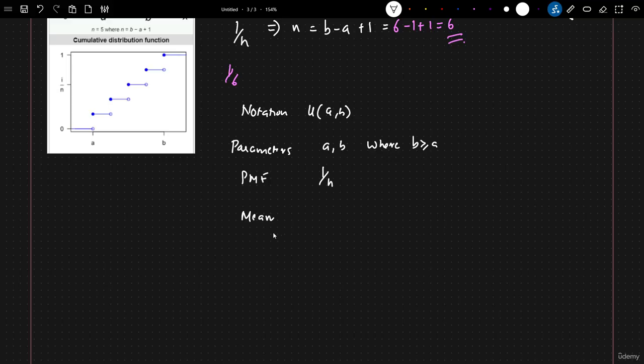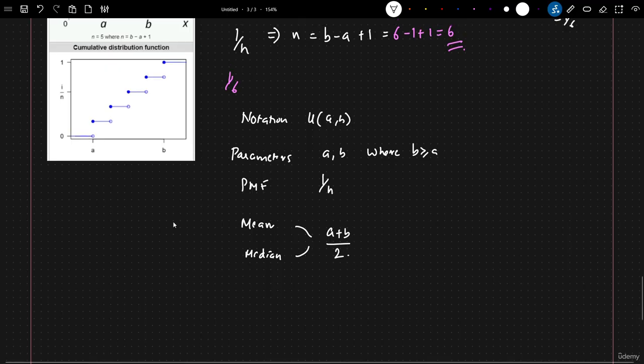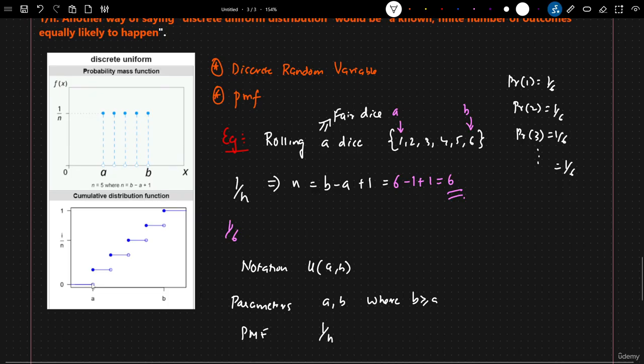And if I talk about mean and median, it is the same as our continuous uniform distribution, that is nothing but a plus b by 2. Okay. So this is one example, and the reason we are getting the cumulative distribution is that we are adding up each and every probability. So when we keep on adding it, you'll be able to see that finally I'll get 1.